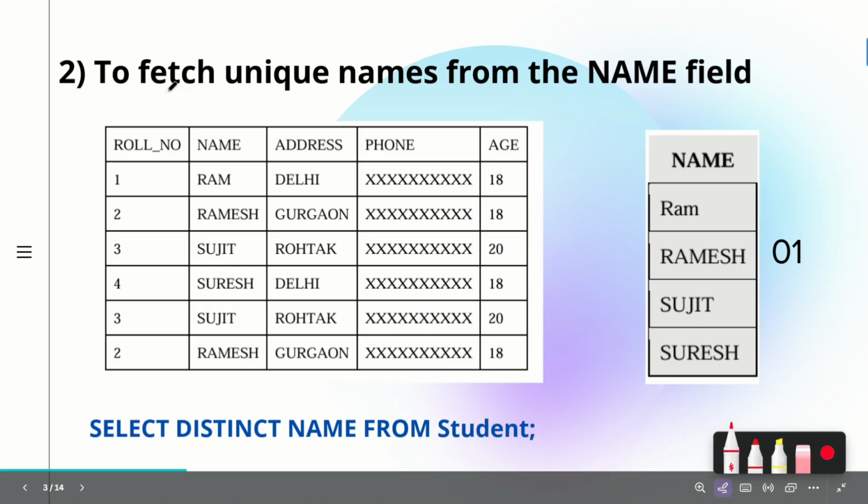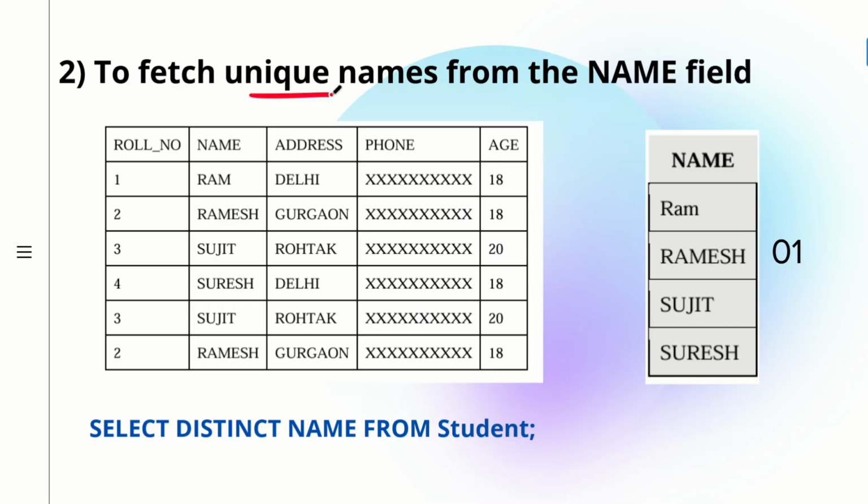The second question is that you are asked to fetch the unique names from the name field. This is your table, and you can see the columns: first is roll number, then we have name, address, phone and age. Whenever you are starting to solve any query, always make sure that you go through the entire table so that you understand how the table is structured and what the different components are, and then it will be helpful for you to solve any query. For now it is only asking about unique names. After some time, in the next question, maybe they'll ask you something else.